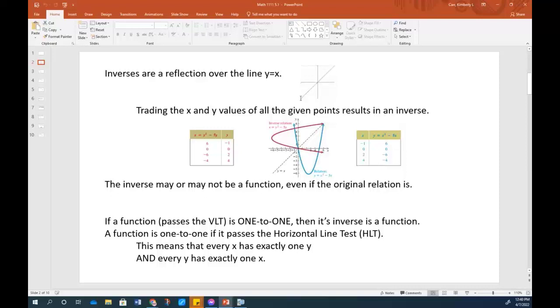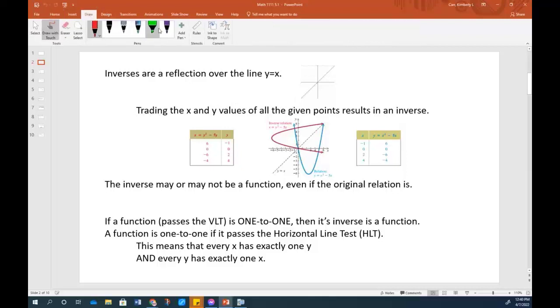If you can visualize the line y equals x, which of course goes through (0, 0), (1, 1), (2, 2), (3, 3), and so on, that's like a line of reflection. We often don't show it, but you visualize that. To find an inverse, you trade all of the x and y values. The moment you do that, you have the inverse.